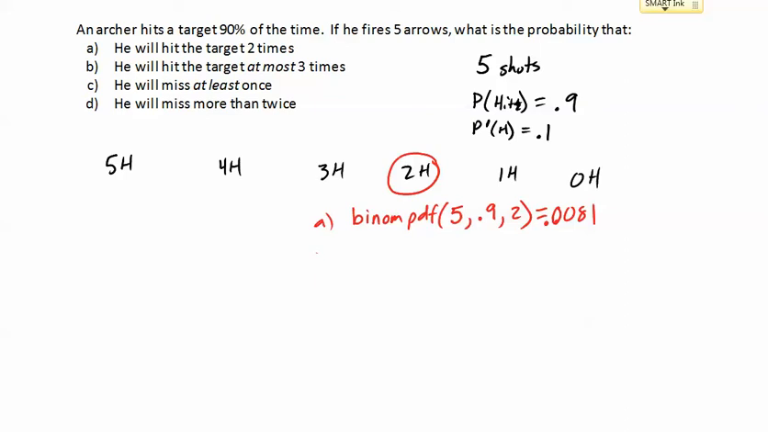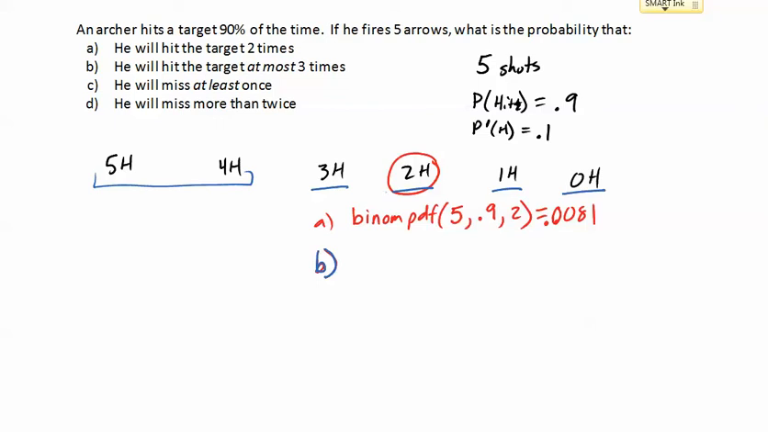This was letter A. Letter B says he will hit the target at most 3 times. So that means he could hit it, let's do B in blue because blue starts with B, this, and this. So at most 3. So I don't want the 4 or the 5. I want to add up all the others to show that at most he's hitting it 3 times.